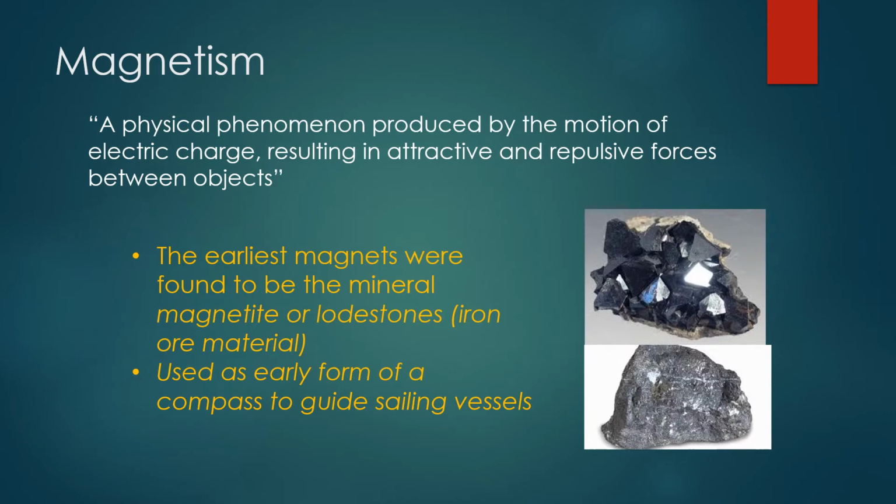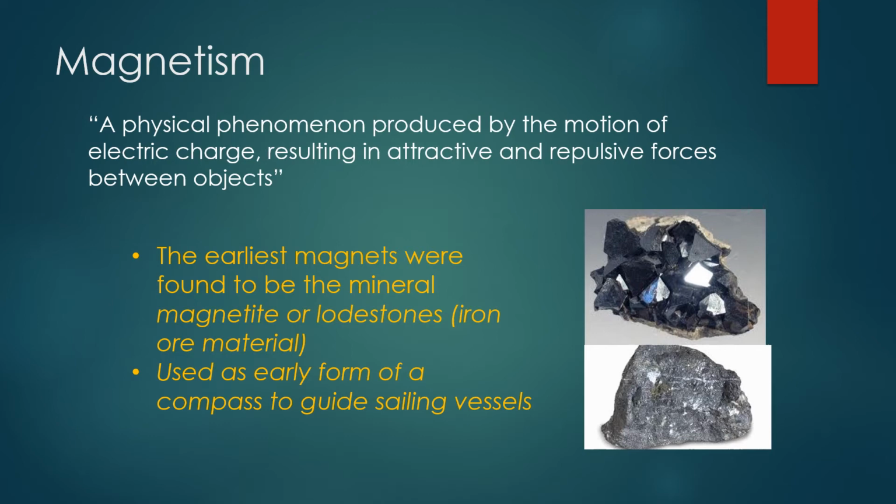So since we were talking about magnetism, let's see how magnetism and electricity are related. So first, let's start by the definition of magnetism. It is a physical phenomenon produced by the motion of electric charge. So this also has attractive and repulsive forces between objects.